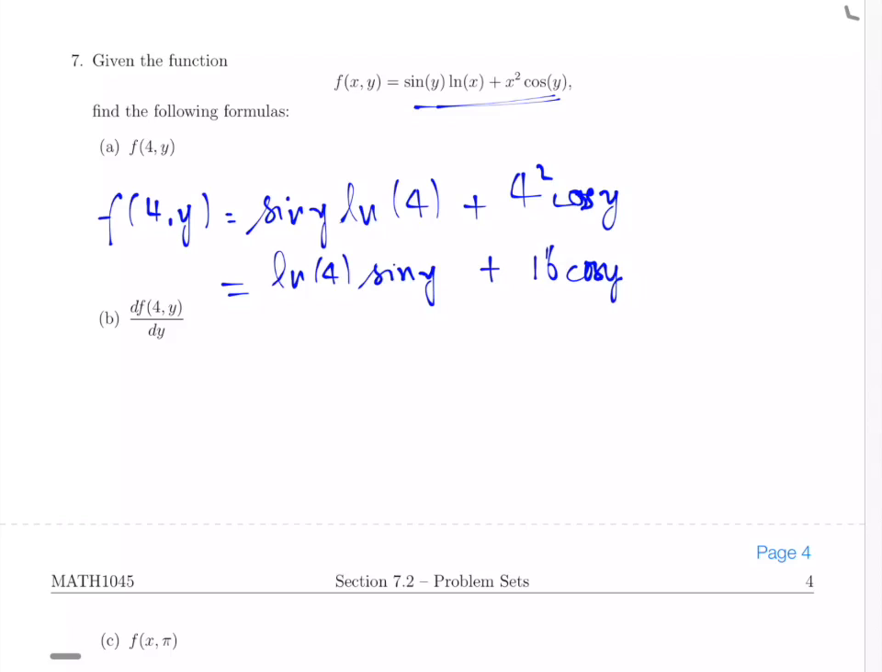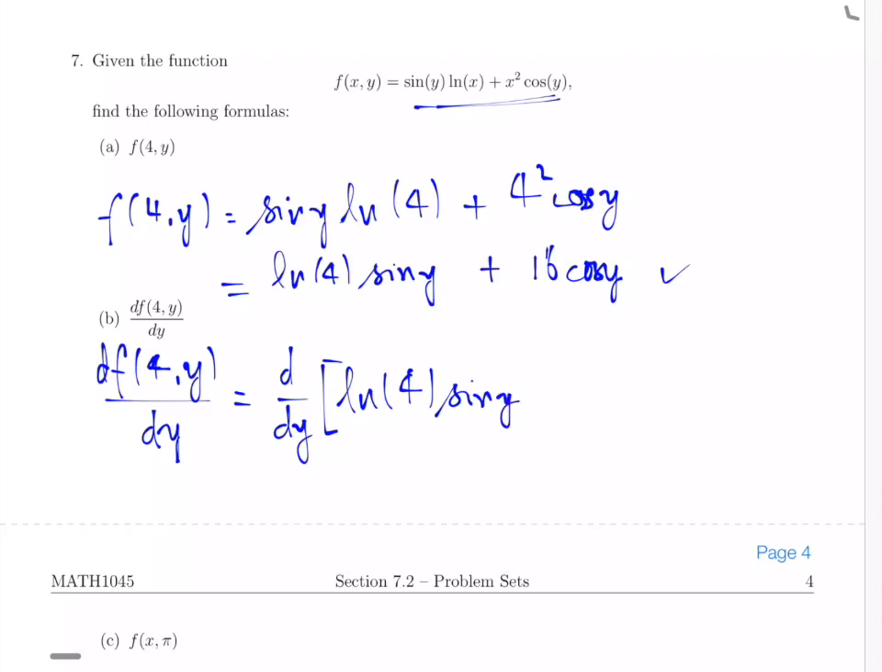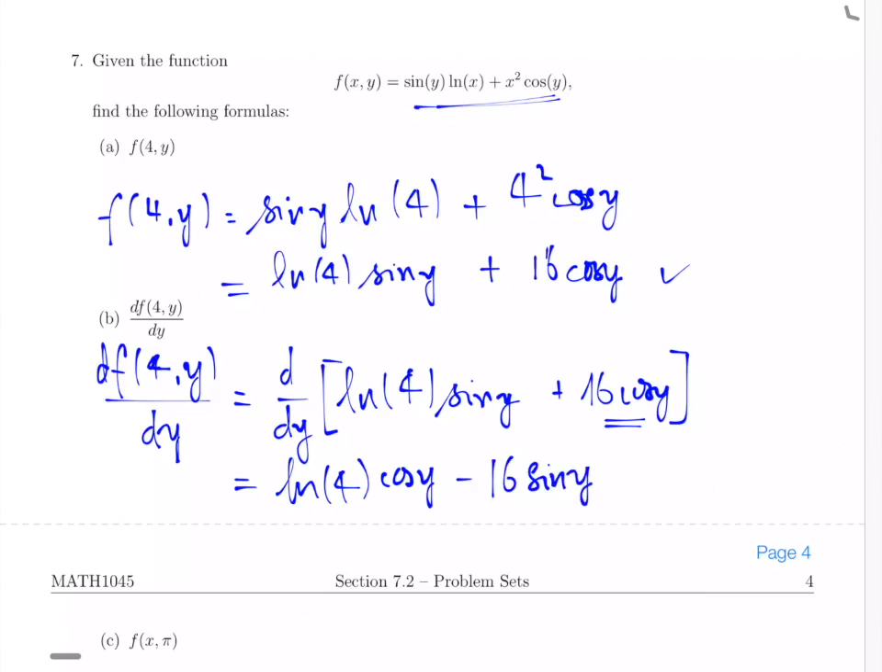That is part A. In part B, you're going to use this function you just found and find the derivative of that function with respect to y. That is d of f of 4, y with respect to y, or d dy of ln of 4 times sine y plus 16 cosine y. In the first term, ln of 4 is a constant. This is the constant multiple when you take the derivative. And the derivative of sine of y is just cosine of y, so you have ln of 4 times cosine of y. And for the second term, the derivative of cosine of y is negative sine y, so you have minus 16 sine of y.